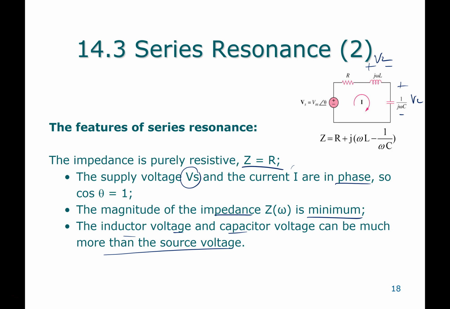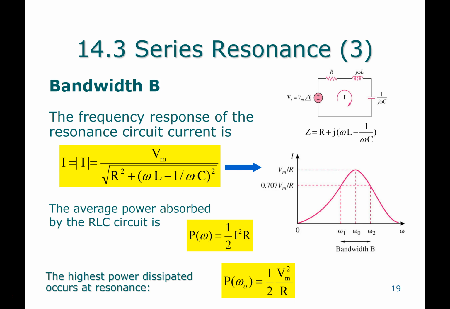Yeah, so that's the little bit, and the frequency response of the resonant circuit is, in general, for any particular omega, you're going to get, well, if your I is this, the magnitude of I is going to be your phasor Vm over the magnitude of the impedance, which is going to be the square root of R squared plus the imaginary part squared.